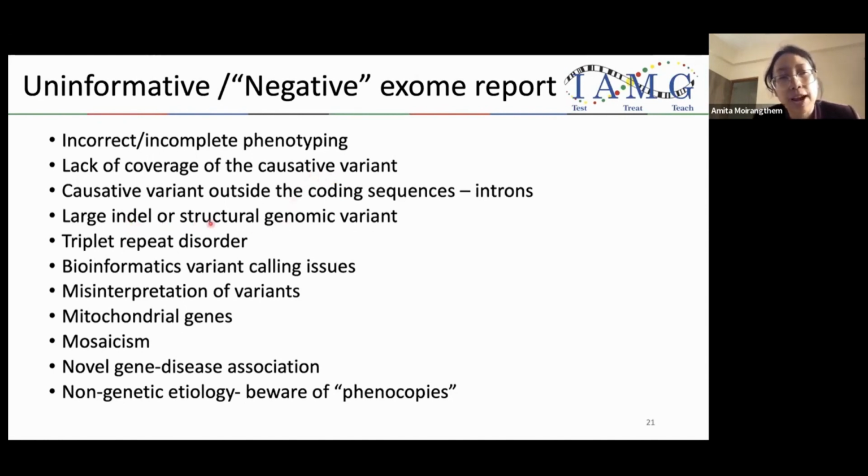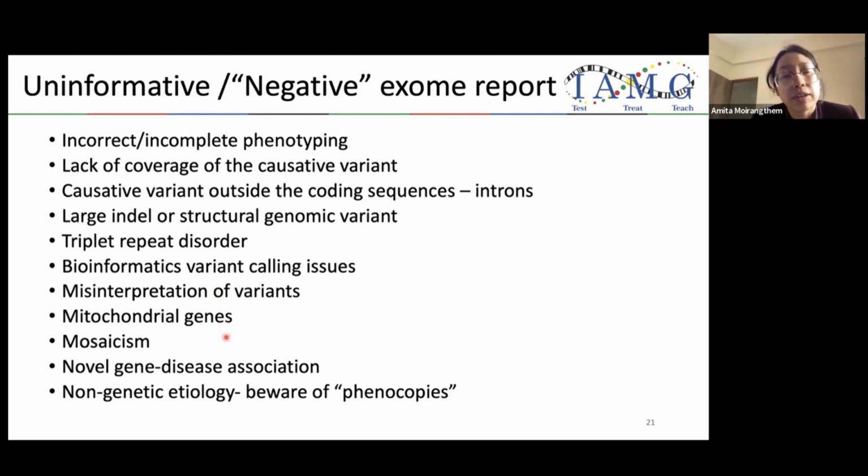Then it might be because of large indels or structural genomic variants, or it might be a triplet repeat disorder, which is not detected by exome. Or there may be misinterpretation or bioinformatics calling issues.